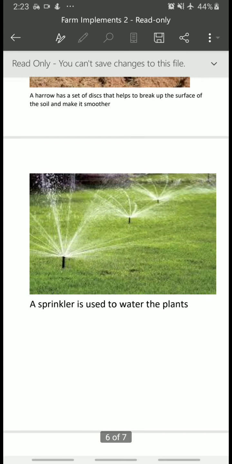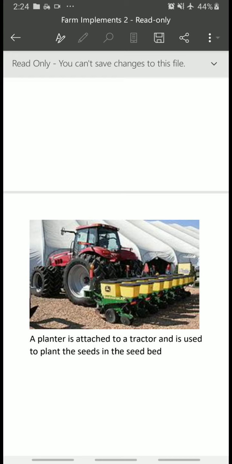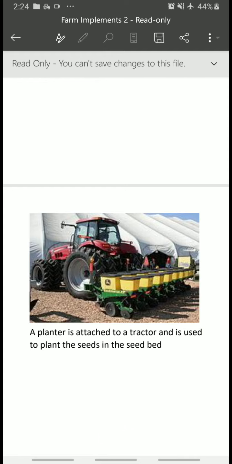And then we have the sprinkler. It is used to water the plants instead of using a watering can. You can use it for gardens too. You can use it for big farms. And then we have the planter. Those 12 rows that we counted? You just pass the planter over it, and it's able to plant in all those rows at the same time. And it makes the work faster.